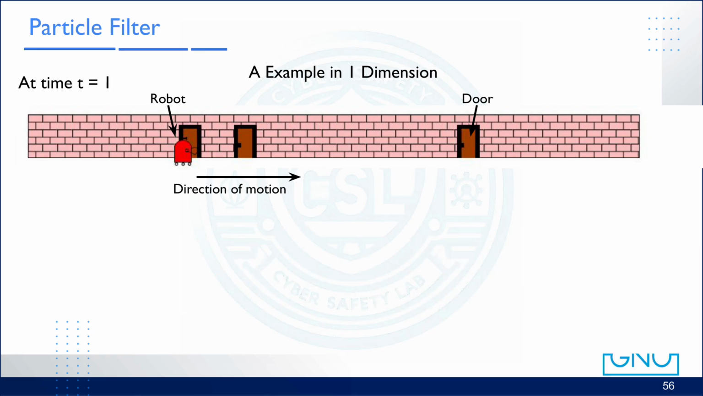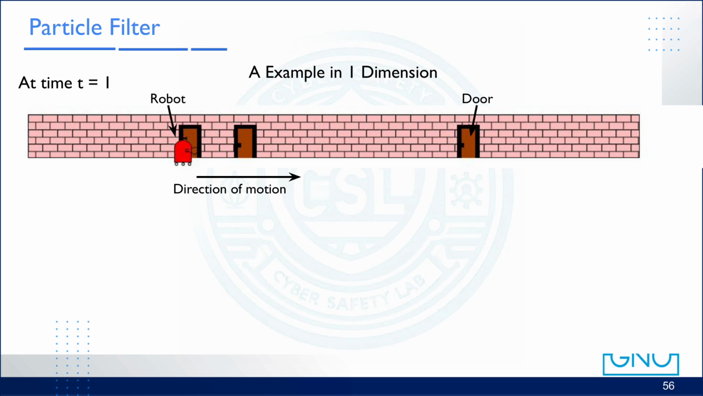Now, at the first time step, the robot senses a door. This information defines a measurement model written as P(z|x). z is the sensor reading. In this case, a door is detected. x is the possible location along the corridor. The measurement model describes the probability of receiving this door measurement at every possible location x.